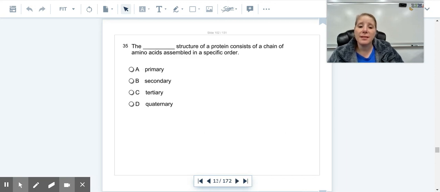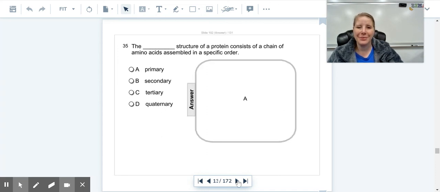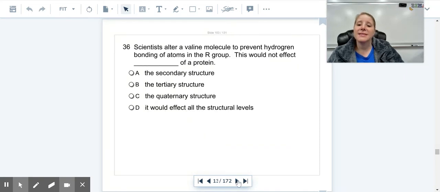The blank structure of a protein consists of a chain of amino acids assembled in a specific order. Is that primary, secondary, tertiary, or quaternary? Did you say primary? Okay.